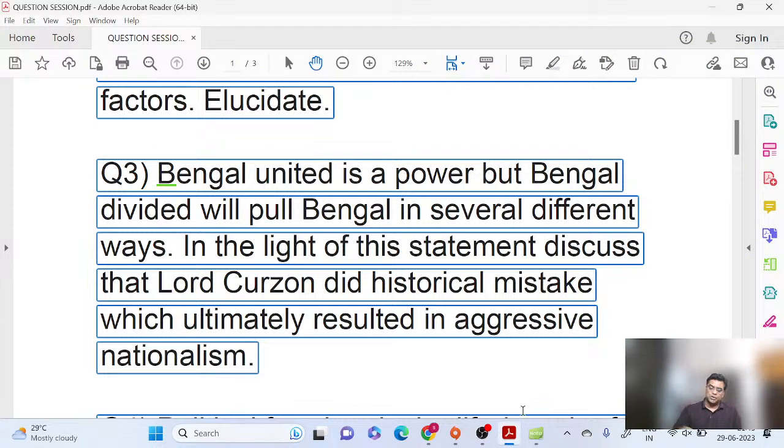So look at the question. Bengal united is a power, but Bengal divided will pull Bengal in several different ways. In the light of this statement, discuss that Lord Curzon made a historical mistake which ultimately resulted in aggressive nationalism.